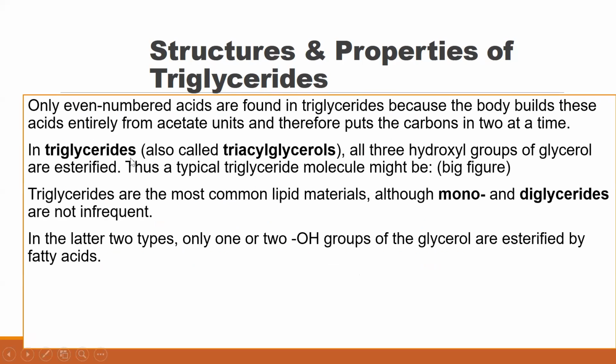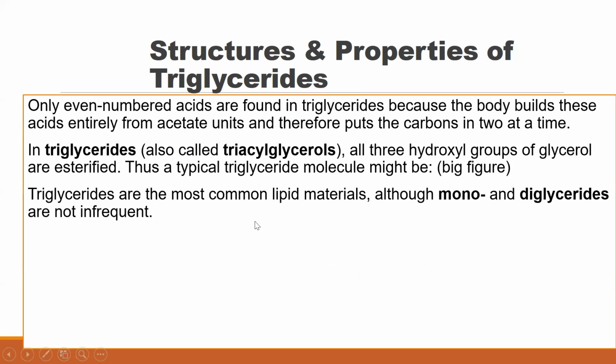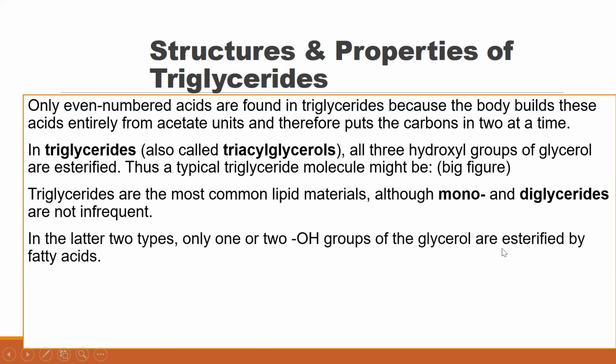So, in triglycerides, they have three hydroxyl groups of glycerol in the structure. And our triglycerides can be mono or diglycerides, which are not infrequent. Usually, we have the triglycerides where the glycerol's three OH groups are substituted with palmitate, our fatty acids. And sometimes, actually, it's not common or not infrequent, it can also have monoglycerides or diglycerides.